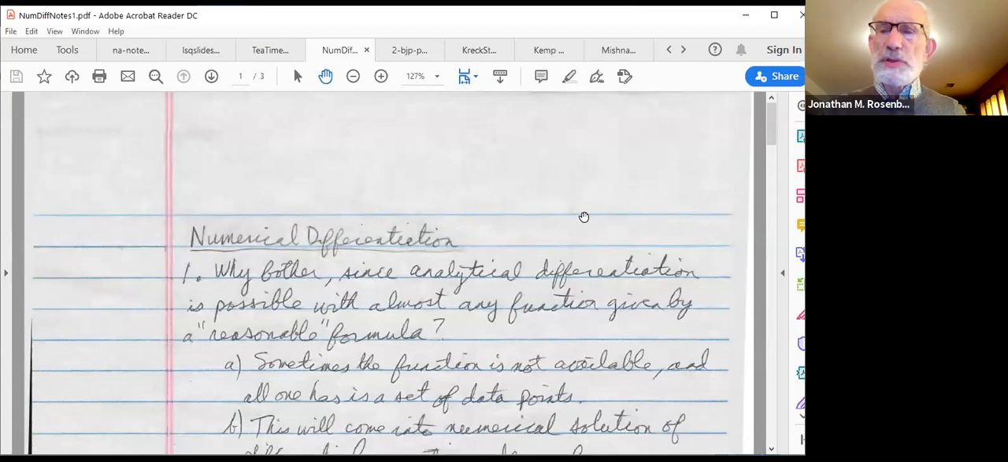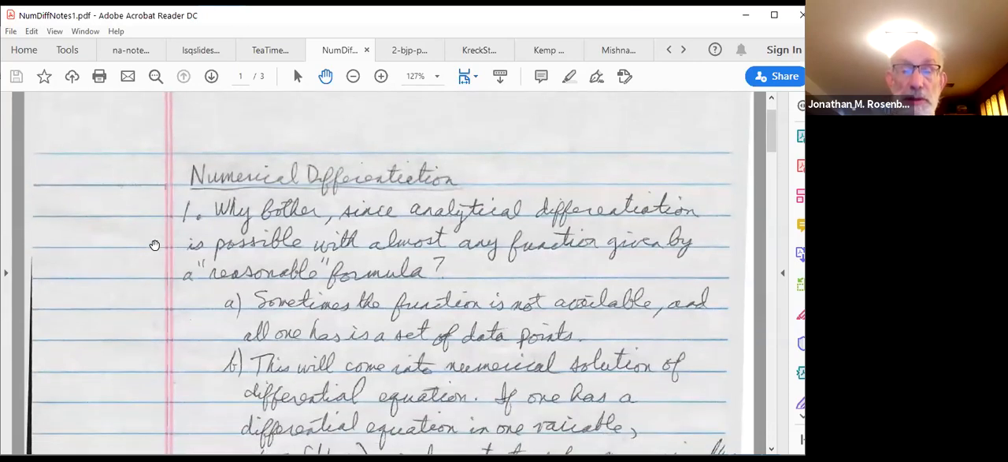The basic question is, why should we care about numerical differentiation? I mean, we understand that integration is hard. There are lots of functions that are hard to integrate, but there aren't that many functions that are hard to differentiate. So why do we need to worry about that? The answer is that there are sort of two reasons.